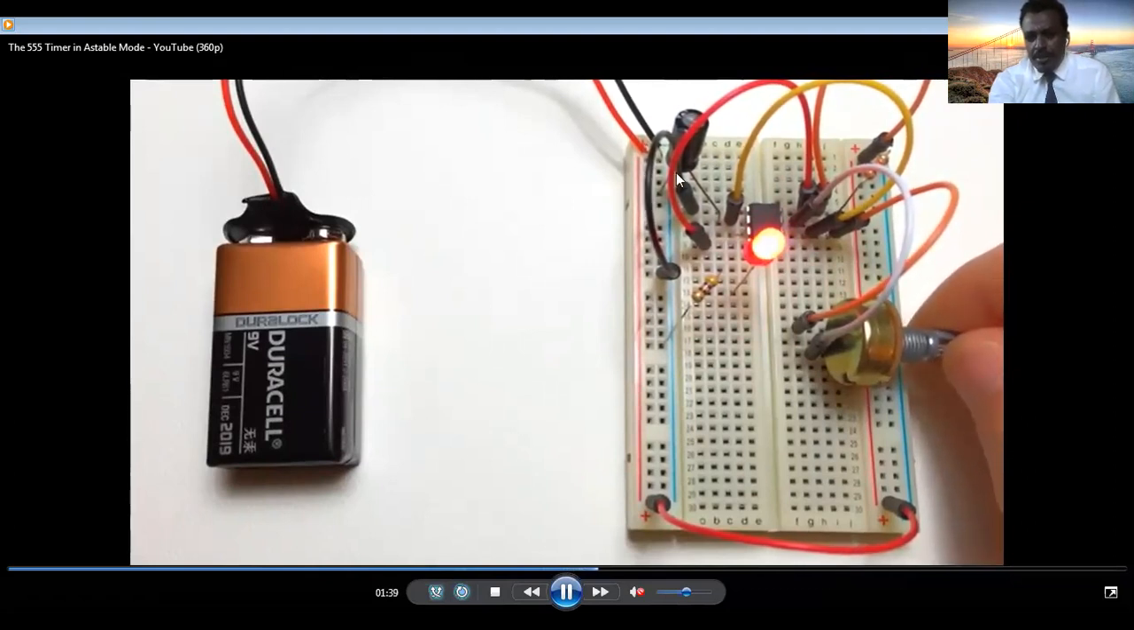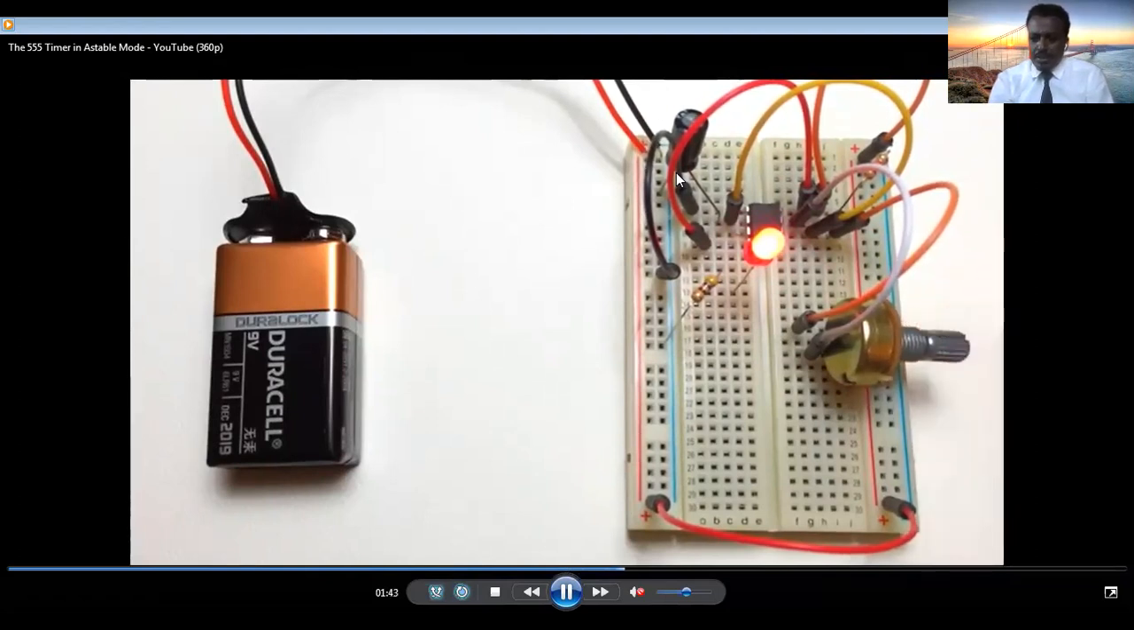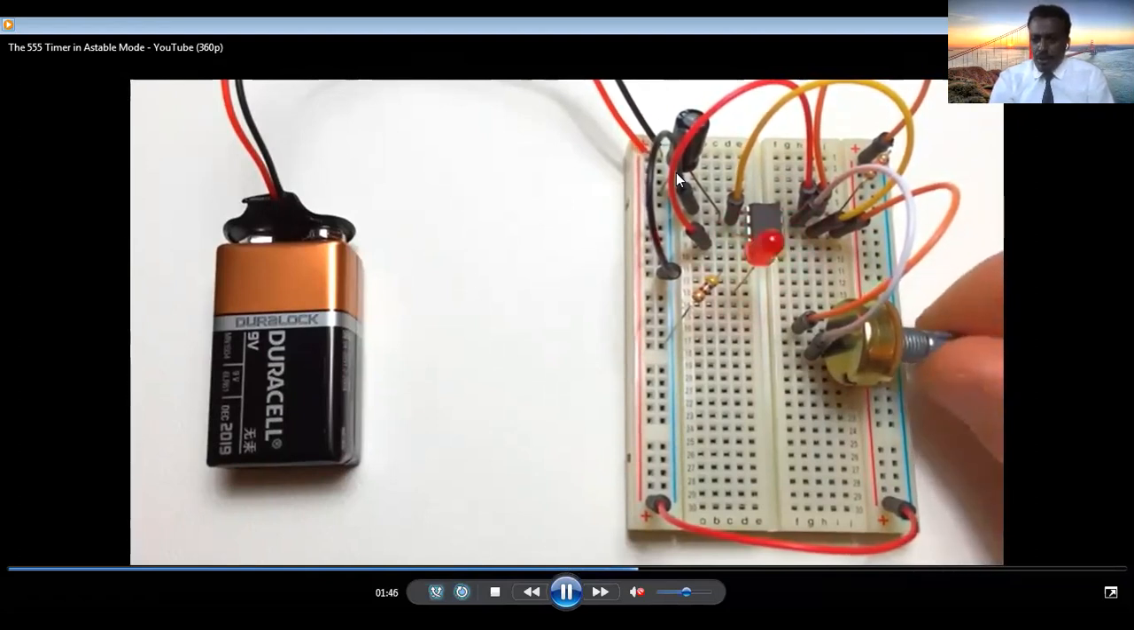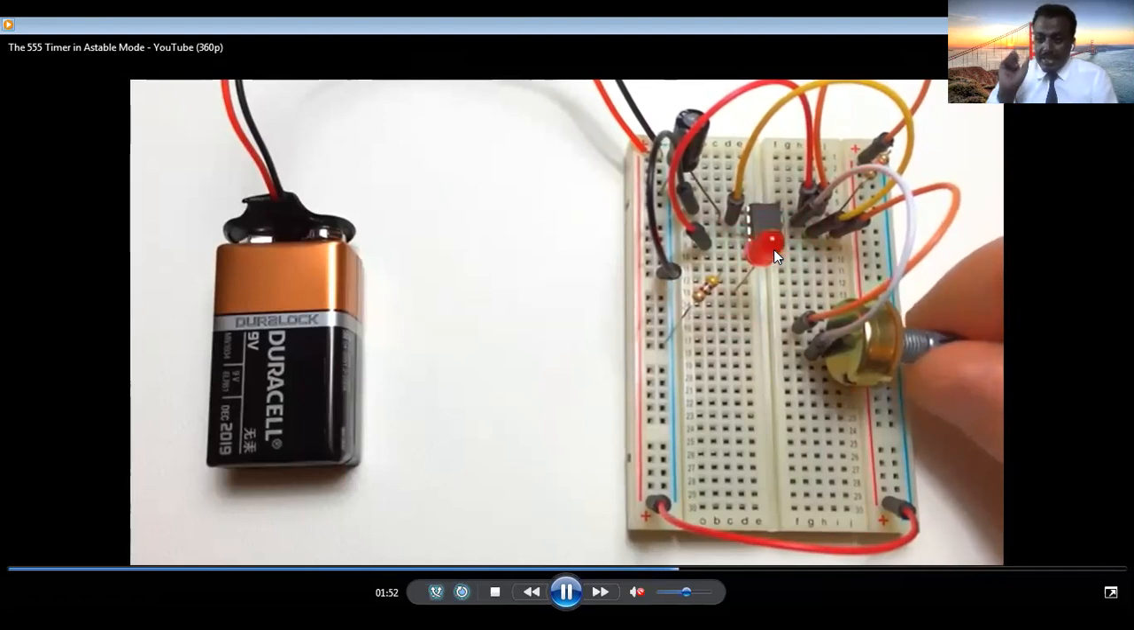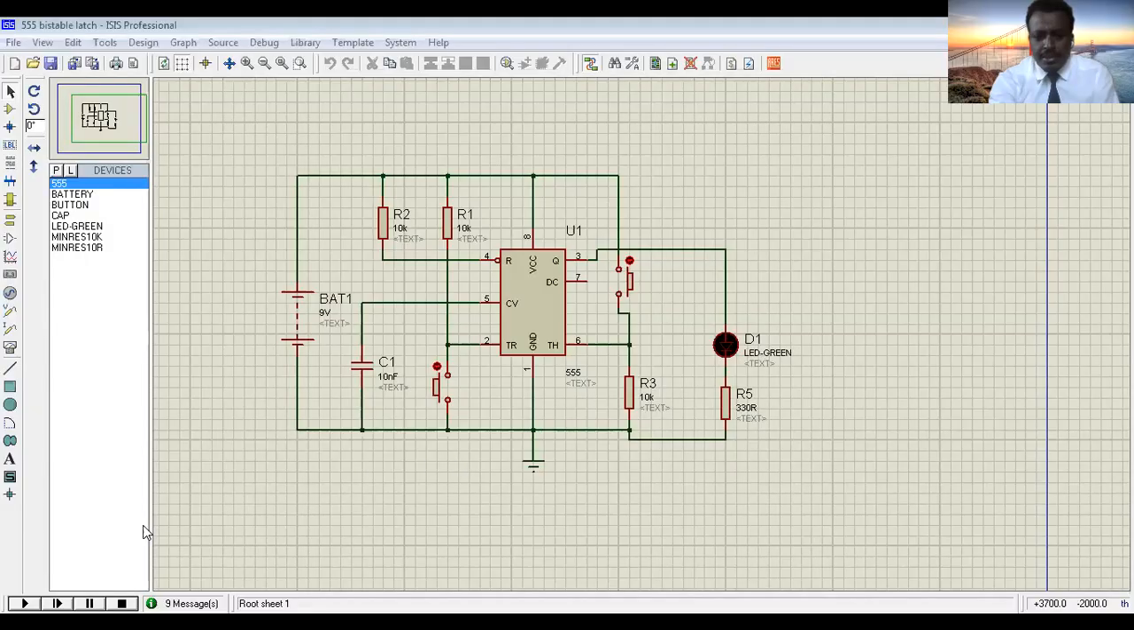It depends on the capacitor charging, discharging time. We'll come to that. But now I want you to understand the on and off of this timer, pin number 3, is astable. It changes from high to low. But when you come to bistable, the first one, look here, it does not turn off. It remains on, which means this state is stable.